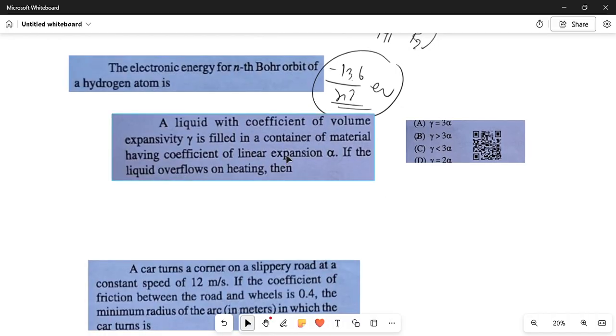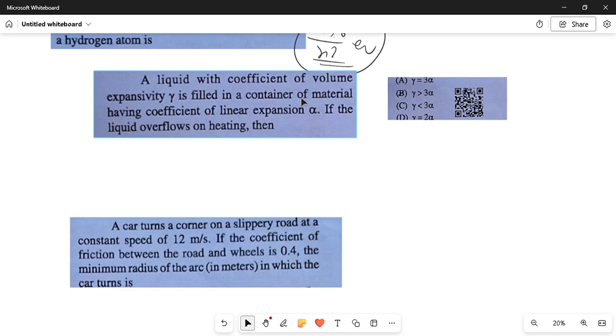So the question is: a liquid with coefficient of volume expansivity gamma is filled in a container of material having coefficient of linear expansion alpha, and if the liquid overflows on heating, then which of these four options is correct. The coefficient of volume expansion of the liquid is gamma.